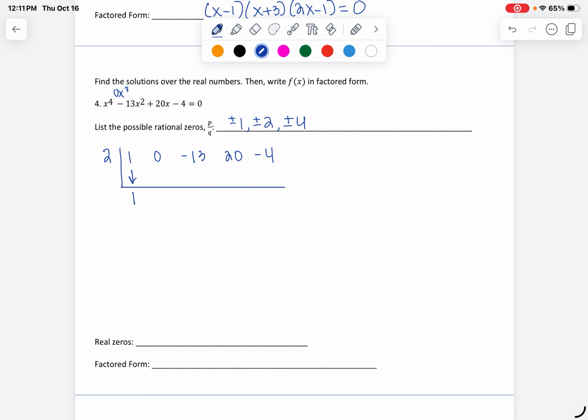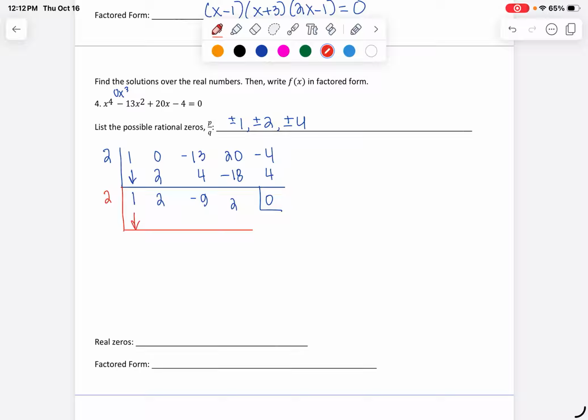Drop that, it's 1. Multiply, that's 2. Add, it's 2. Multiply, it's 4, add, it's -9, multiply, it's -18, add, it's 2, multiply, it's 4, add, it's 0. Fabulous. All right, I'm going to continue off of this polynomial. Okay, and I can try 2 again, or I can try -1 or -2 or 4 or -4. I'm going to try 2 again.